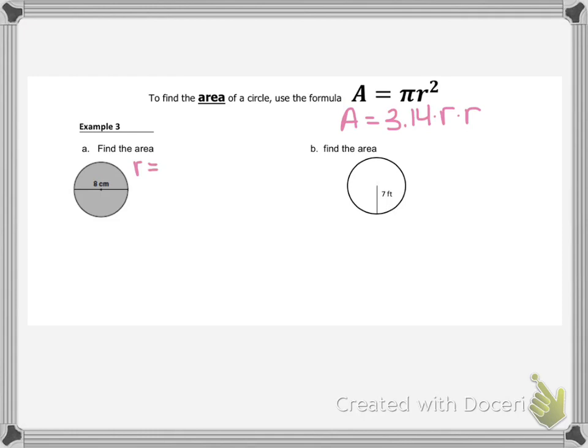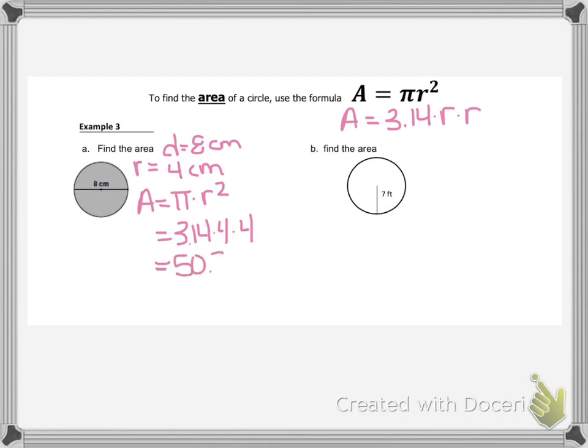So we've been given the diameter. The diameter is 8 centimeters, which means the radius is 4 centimeters. So using our area formula, area equals pi times radius squared, we're going to multiply 3.14 times the radius, which is 4, times the radius, which is 4. So 3.14 times 4 times 4, which gives me an area of 50.24 centimeters squared. Don't forget, area, no matter what shape we're talking about, our units are squared.